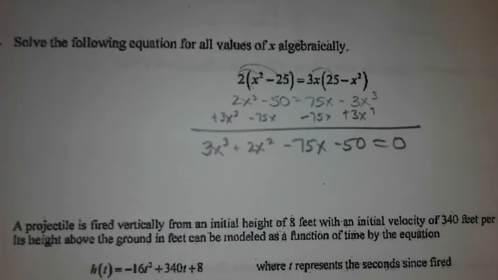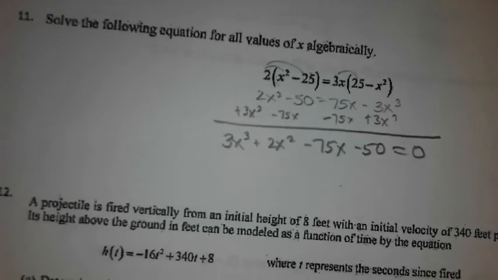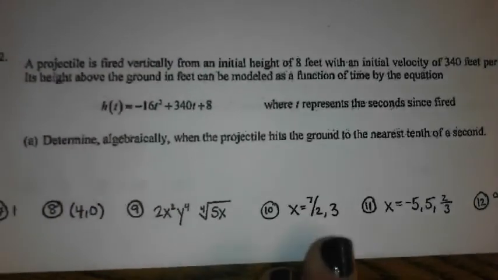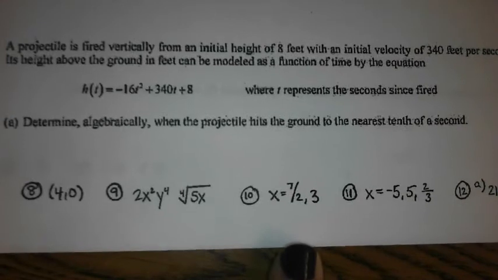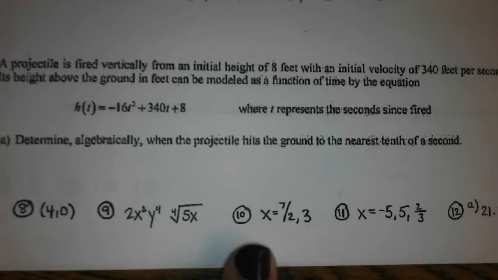Get it all equal to 0. And there is no such thing as a cubic formula like there is a quadratic formula, so I have no choice but to factor by grouping, tee it up, solve. Which I'm not going to do because I would think that our factoring should be good by now. Another projectile.